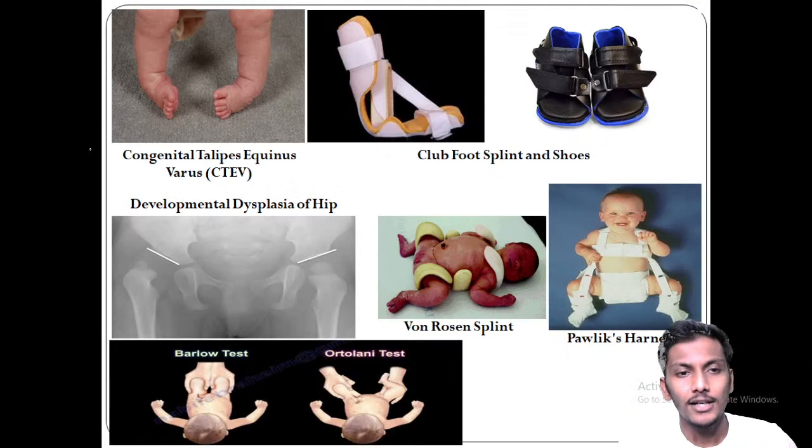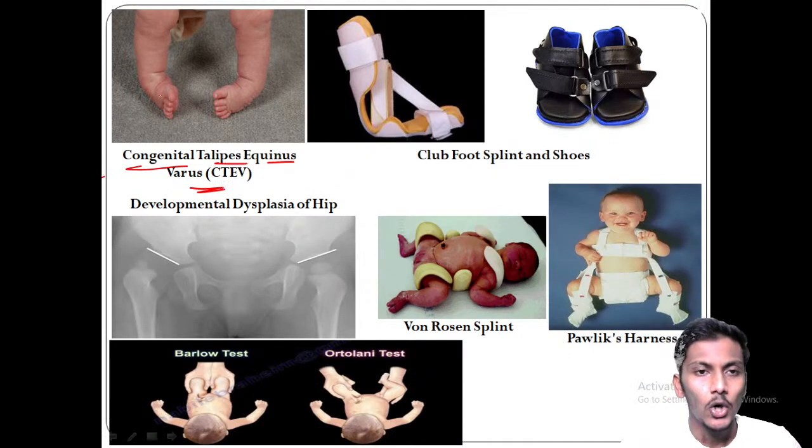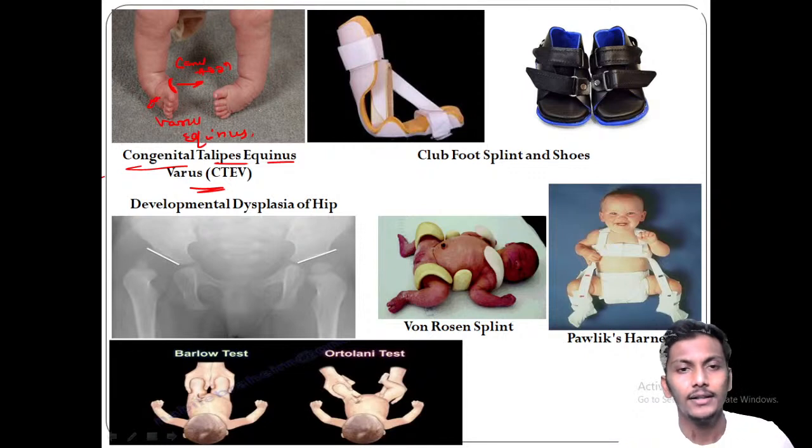Then this is your condition, congenital talipes equinus varus, CTEV. Over here you can see adduction of the foot. You can see increased arch of the foot; that is cavus. That is your adduction, right? There is inversion of the foot known as varus. And lastly, here we can see equinus, that is plantar flexion.